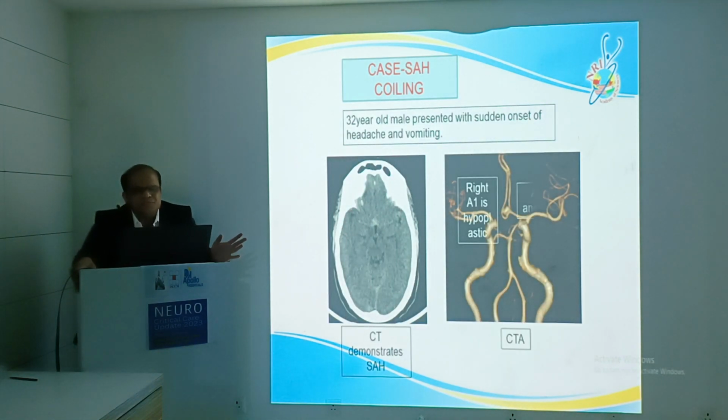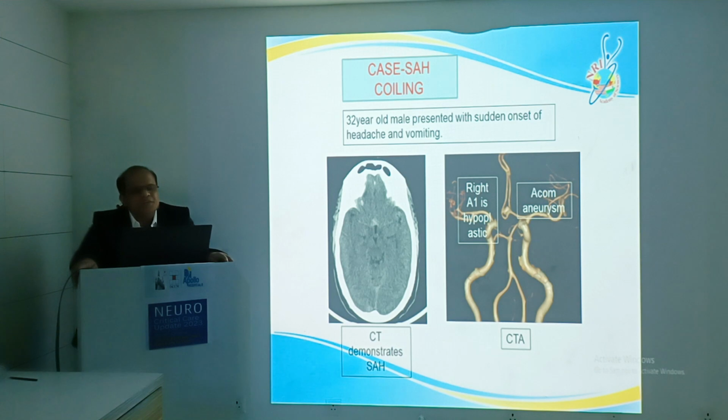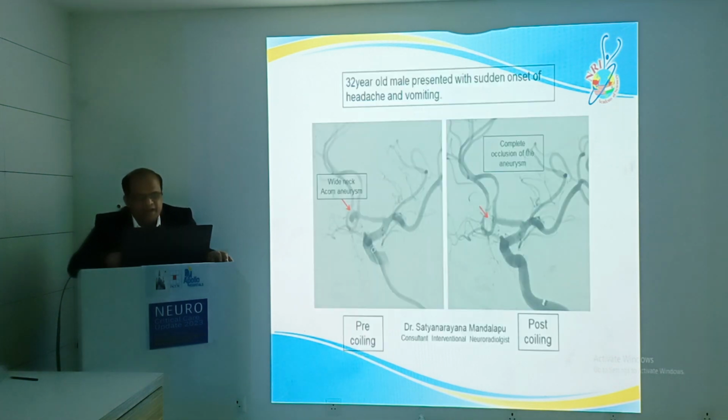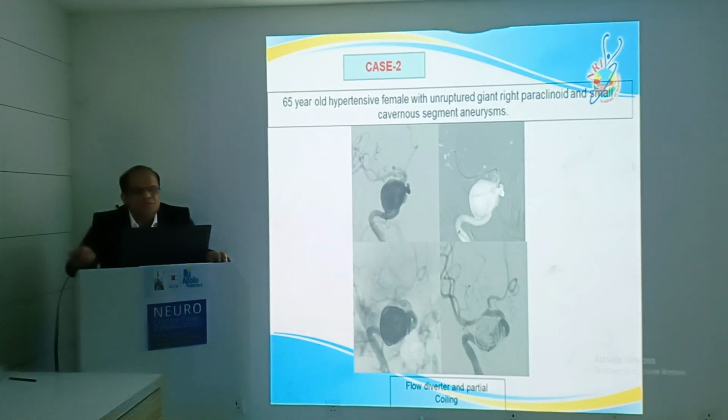So here is one case for your presentation, because we have an interventional neuroradiologist, a dynamic person. Here is a 32-year-old male presented with sudden onset of headache and vomiting. His CT scan showed blood in the subarachnoid space, and the CT angio done here showed an ACOM aneurysm. This is the pre-coiling image, showing the wide neck of the ACOM aneurysm. Our interventional neuroradiologist has done coiling here. After this coiling, the neck has been obliterated. So this patient has improved.